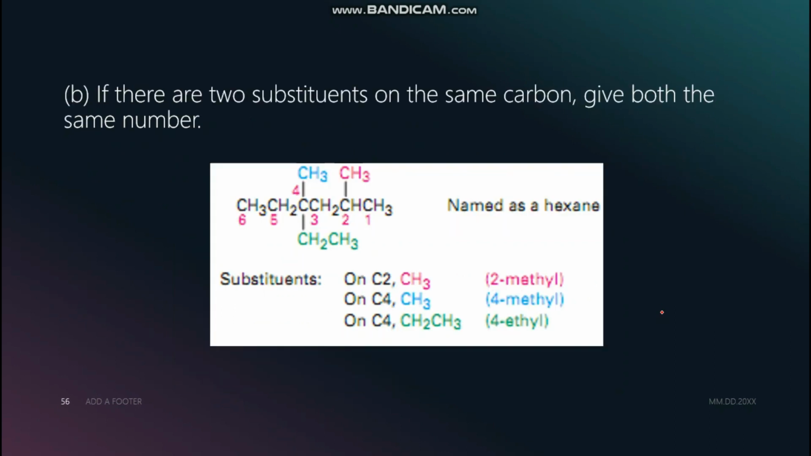Okay? Now, if there are 2 substituents on the same carbon, give both the same number. So, for example, we have this. This is a hexane. Okay? So, on the third carbon, ayan, on the fourth carbon, so merong dalawang substituents, diba? So, yan ay 4-methyl and then 4-ethyl. Ganun pa rin. Same lang din naman sila ng locant. Okay, on the second, we have methyl. Okay?